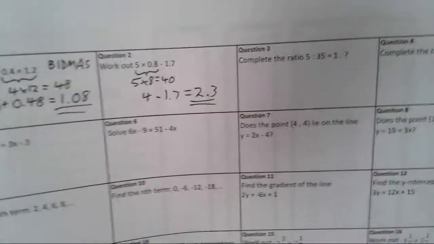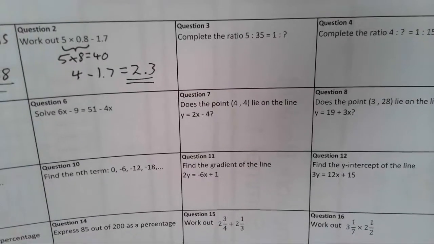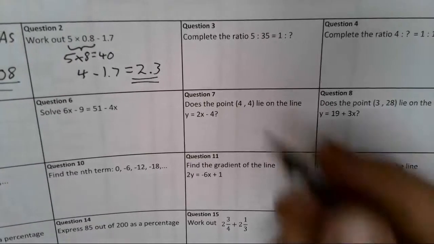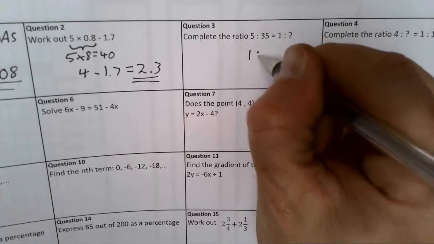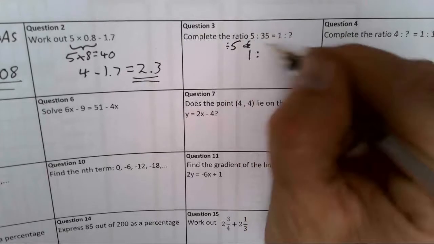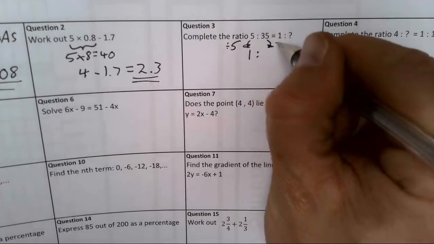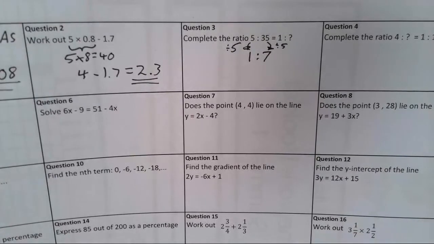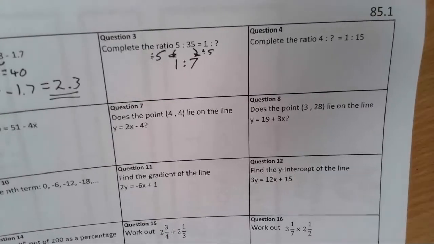Question 3. We've just started looking at ratio. So this should, if you did this before we started looking at it, and you got it wrong, perhaps you can already see what you need to do. But what I'm going to do is just make that 1. So in order to do that, using my equivalent ratios, I'm going to divide by 5. I'm going to divide 35 by 5, gives me 7. So 1 to 7.